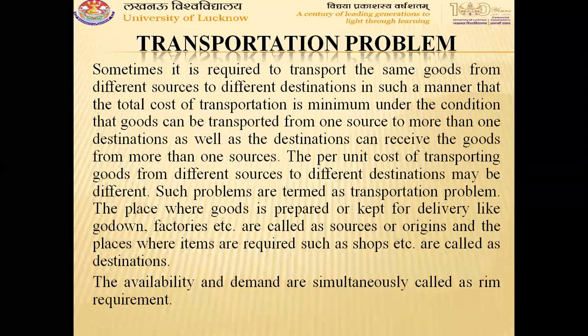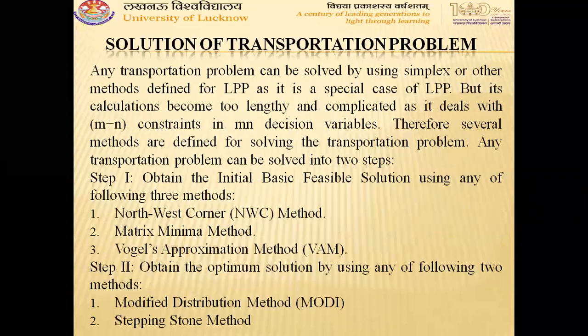So again, what is the transportation problem? Sometimes the same goods are required to be transported from different sources to different destinations in such a manner that the total cost of transportation is minimum, under the condition that goods can be transported from one source to more than one destination, as well as destinations can receive the goods from different sources.